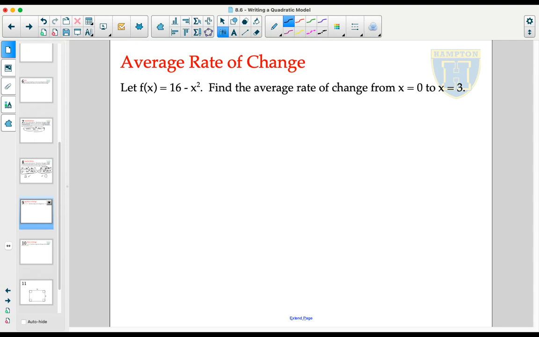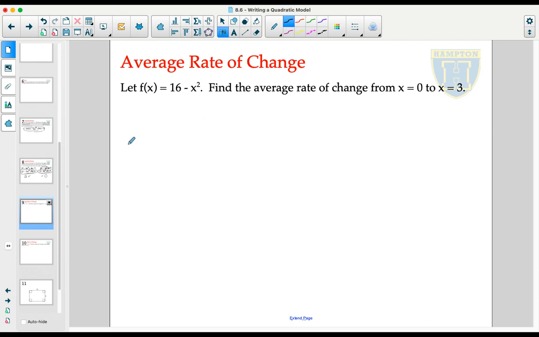The average rate of change is a calculation that becomes increasingly important as you transition from your study of algebra to your study of pre-calculus and calculus. Because of our work with quadratic equations, it makes sense to take a quick look at average rate of change, familiarize ourselves with the format of the calculation, and what it tells us about a particular function. So here we have the function f of x equals 16 minus x squared.